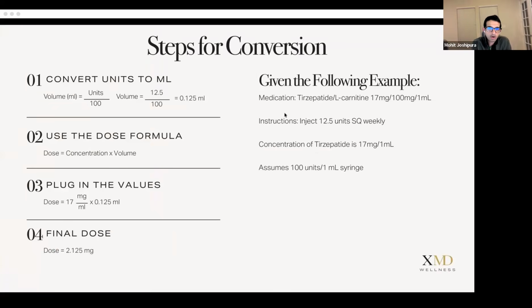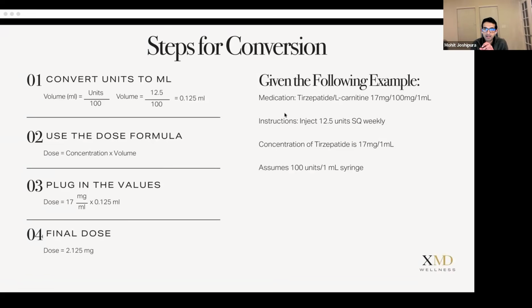So a little bit more about conversion steps here. Let's take the example on the right, which is tirzepatide/L-carnitine, 17 milligrams, 100 milligrams per 1 milliliter. To deconstruct that, what that actually means is that there are 17 milligrams of tirzepatide per every 1 milliliter of liquid, and there are 100 milligrams of L-carnitine for every 1 milliliter of liquid. That's what that means.